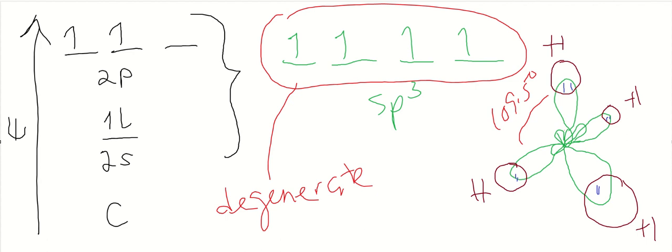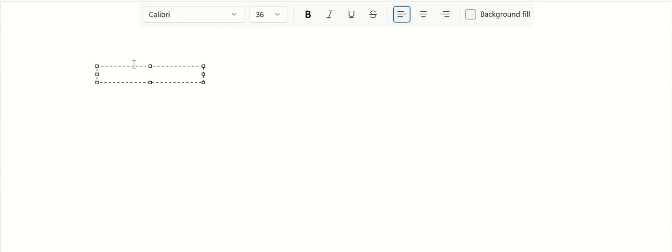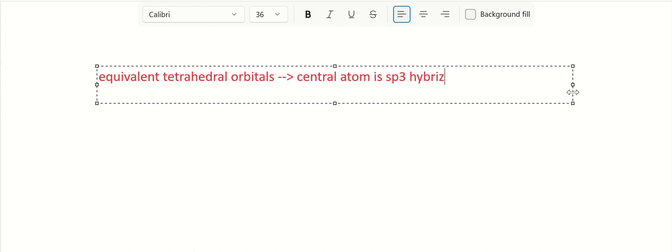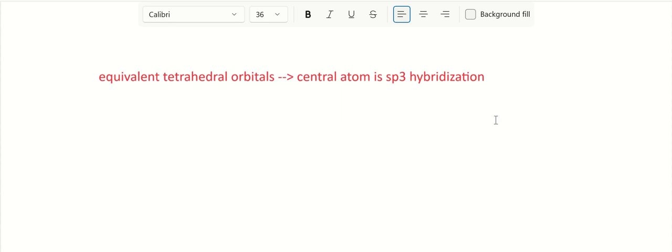What you want to take out of this is the key point: if you need equivalent tetrahedral orbitals, then that central atom has to be sp3 hybridized. Just remember that when you need 109.5 degree angles or tetrahedral orbitals, then the central atom is going to be sp3 hybridized.